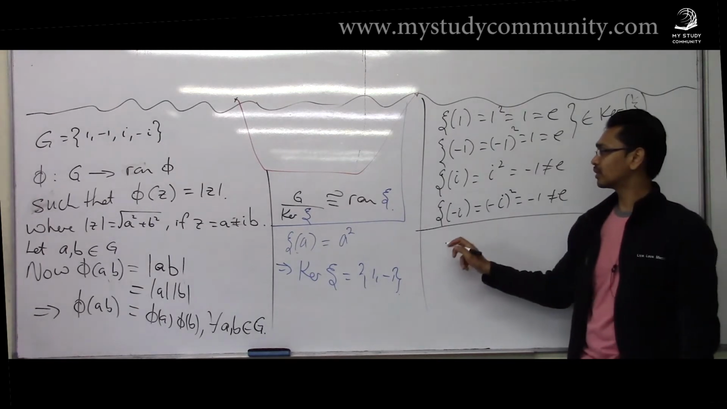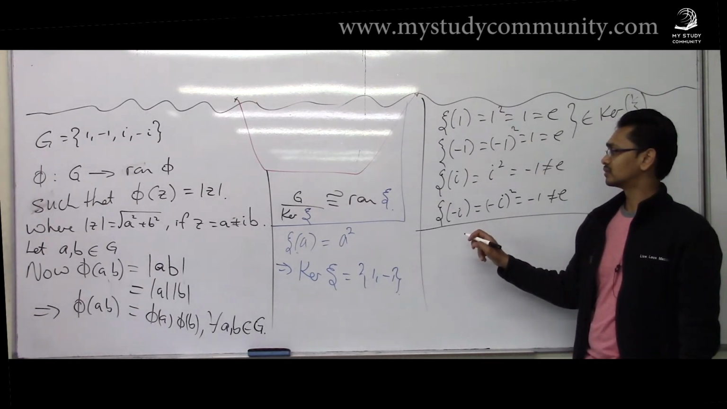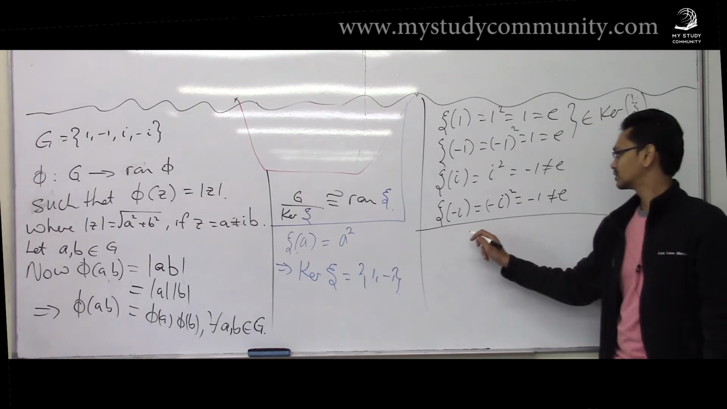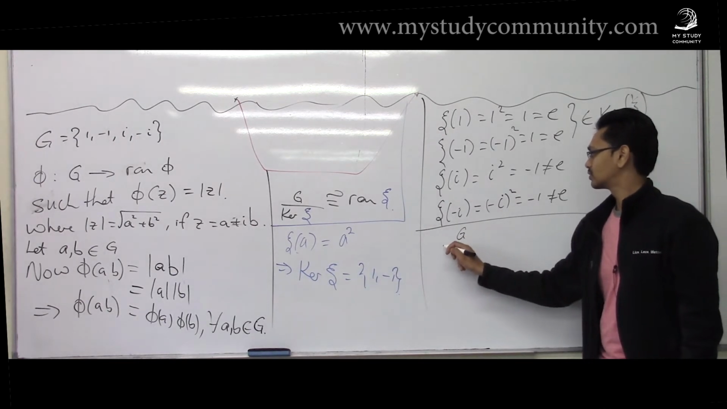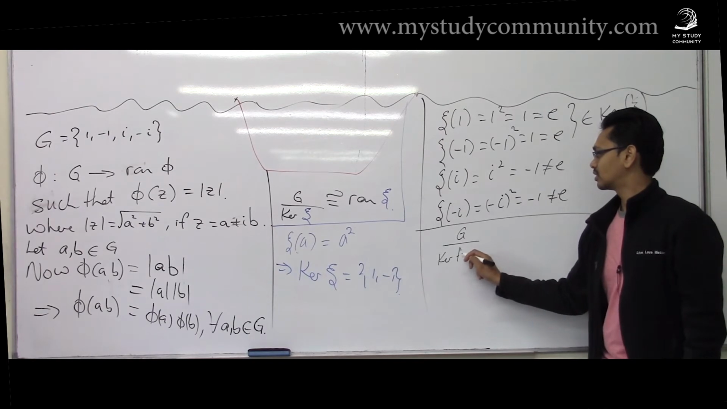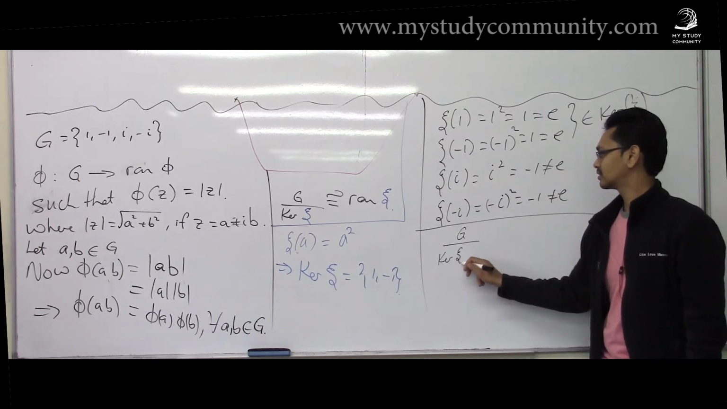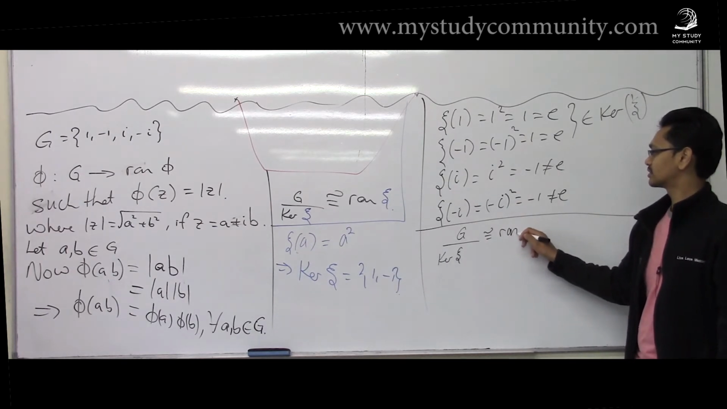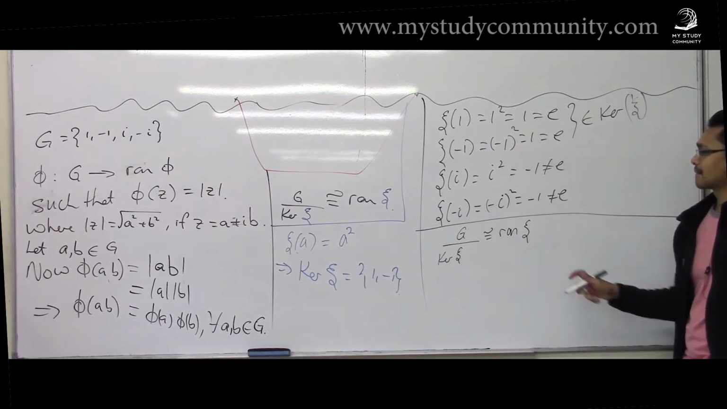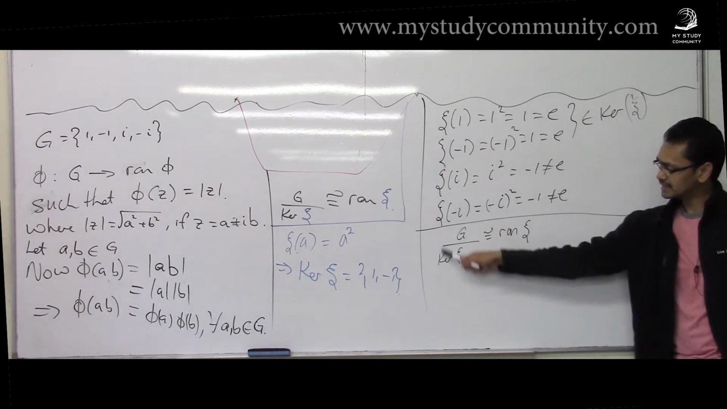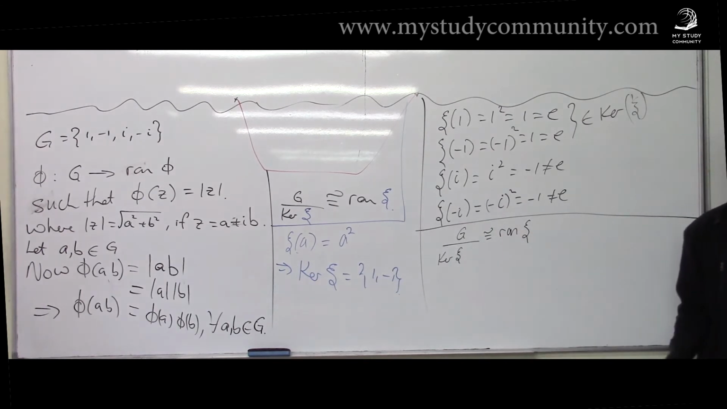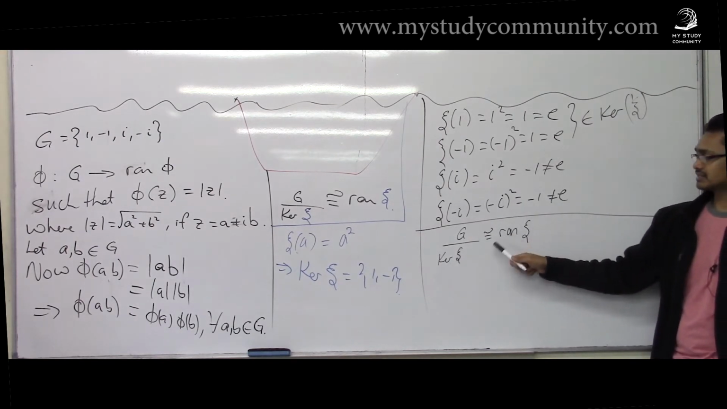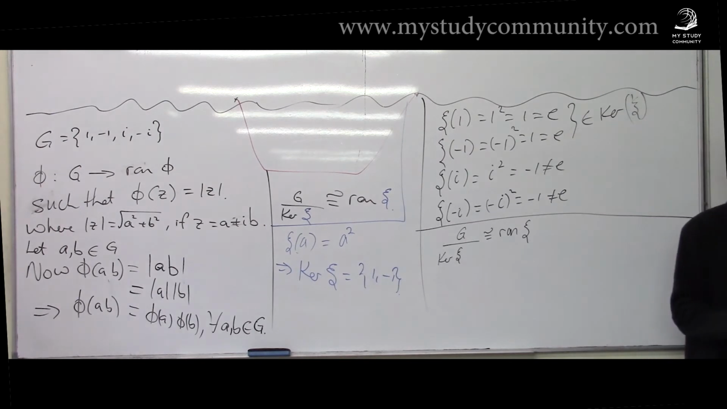So now what we want is G over the kernel of psi is isomorphic to the range. So find out what these things look like. That's the next exercise. So we know what G is, we know what the kernel is. Find out what this looks like and then divide this and find out what the quotient group is.